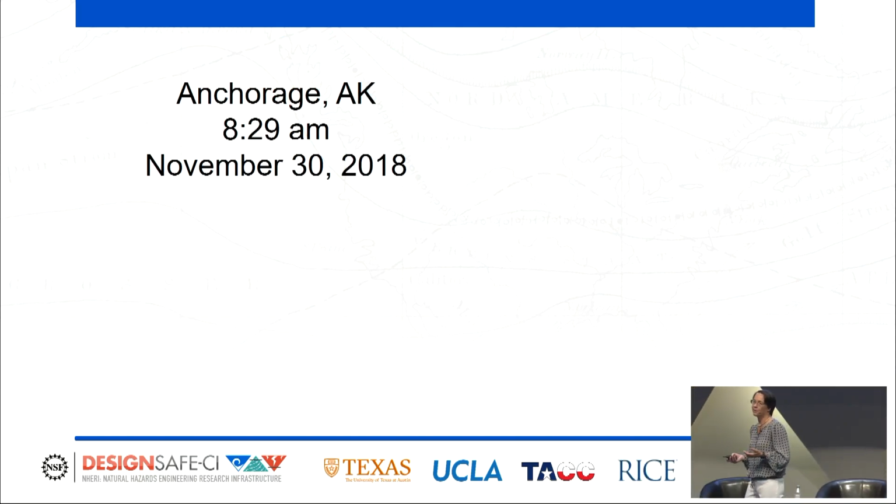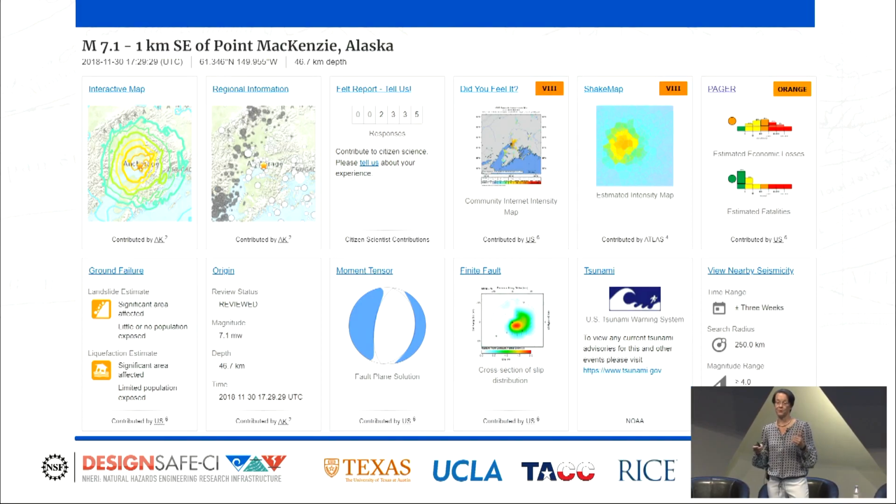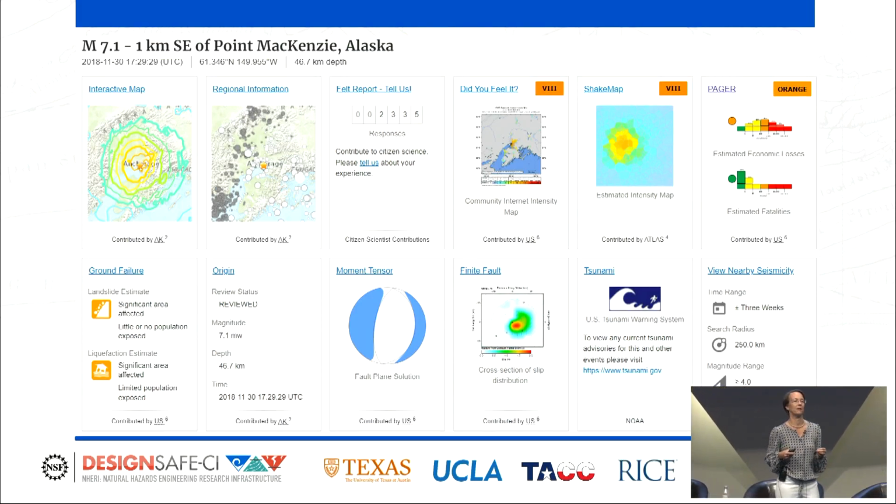So let's fast forward about 25 years to Anchorage, Alaska, 8:30 a.m., November 30th, 2018. Another event very similar, the Anchorage earthquake, magnitude 7.1. And yes, you would know where it's located. But for this event, and today when an earthquake happens, I know what I do. I go to the USGS. And there is so much technical information available within minutes and then hours, and it evolves over time.